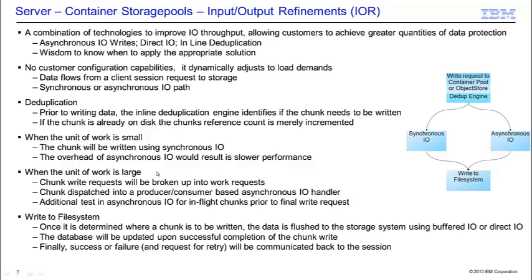If we have a larger piece of work, we will utilize asynchronous I/O, and we'll basically chunk the write requests up into different work requests, and then those chunks are dispatched into a producer-consumer-based asynchronous I/O handler. Once the data has been written out, we do go back and test to make sure it was written correctly, and if need be, ask for it to be resent.